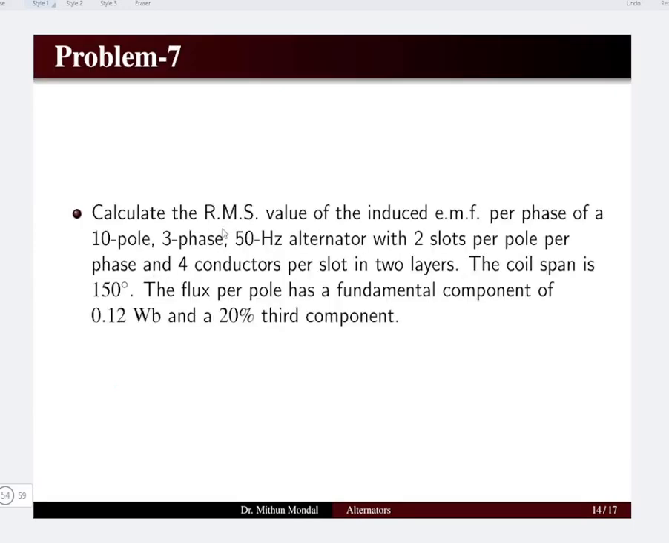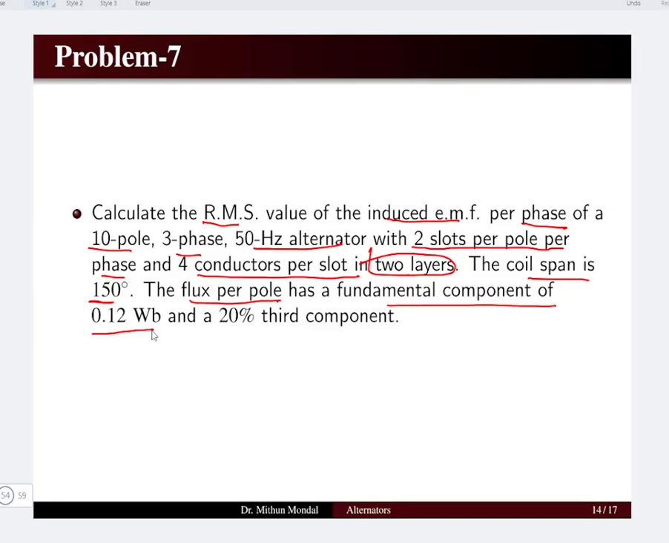Problem 7. Calculate the RMS value of the induced EMF per phase of a 10-pole 3-phase 50 Hz alternator with 2 slots per pole per phase. 4 conductors are there per slot in 2 layers. The coil span is 150 degrees. The flux per pole has a fundamental component of 0.12 Weber and a 20% third component. So harmonics are present: the third component of harmonics is 20% of the flux per pole of the fundamental component.